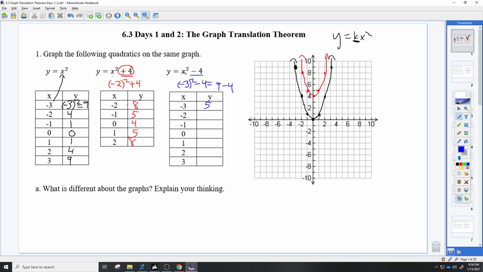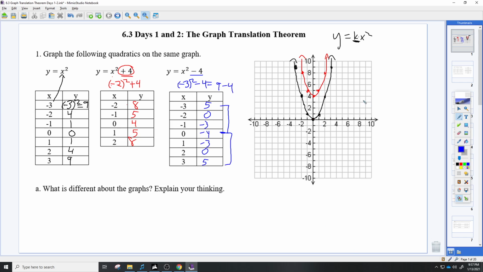Do it again. -2 squared. That's 4 minus 4, 0. -1 squared is 1 minus 4 is -3. 0 goes in there. You get just -4. 1 squared is 1 minus 4, -3. 2 squared is 4 minus 4 is 0. 3 squared is 9 minus 4 is 5. See the pattern here? From the middle outwards, they have the same answers. Hopefully you can see that.